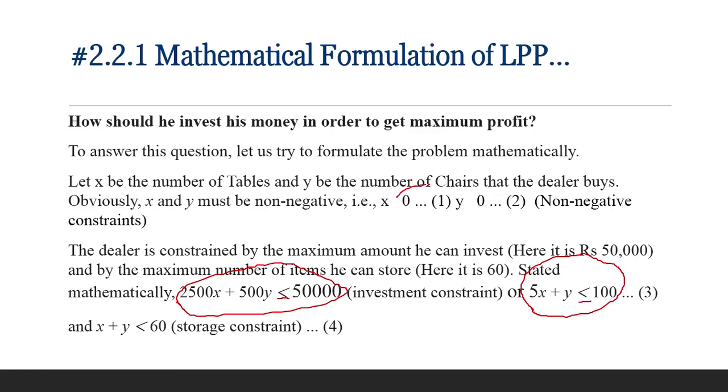This is equation 1 where x is equal to 0. Equation 2 is y is equal to 0. And equation number 3 is 5x plus y less than or equal to 100. And equation number 4 is a storage constraint, that is x plus y is less than or equal to 60. Put together, table as well as chair, you can store a maximum of 60 pieces. So you have to write this as x plus y is less than or equal to 60.